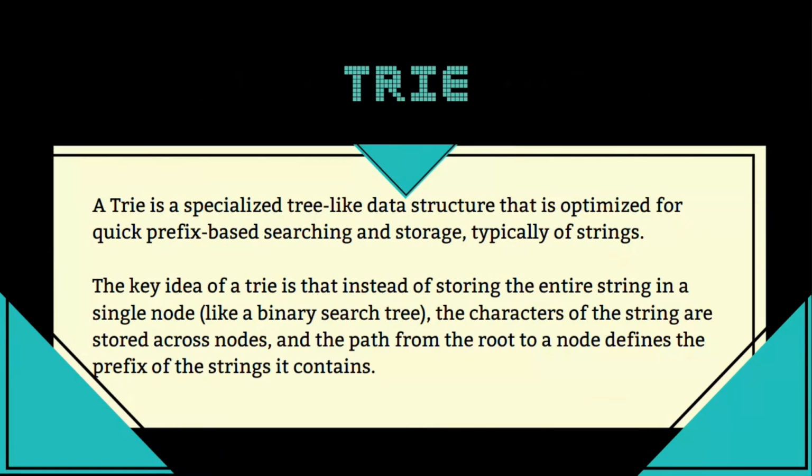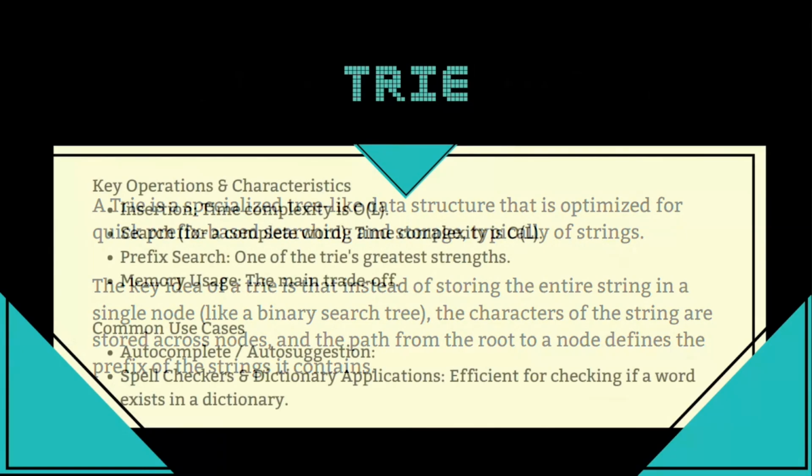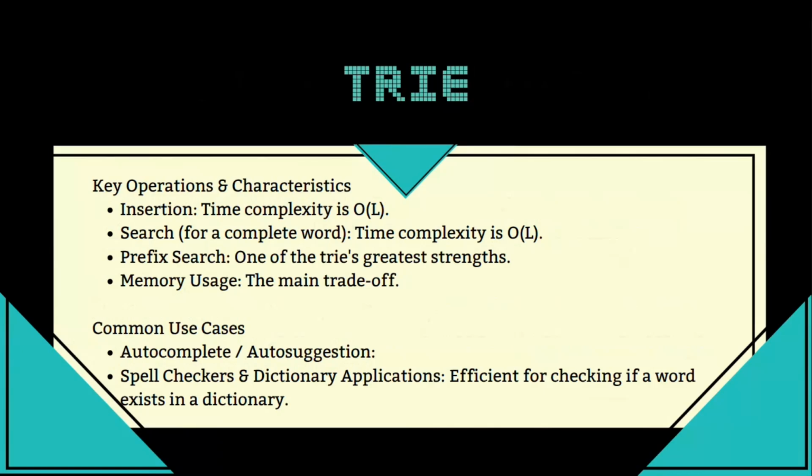Each node contains an array, or other collection of pointers to its child nodes. Each path down the tree represents a potential word or key. Nodes are usually marked with a flag to signify that the path from the root to that node forms a complete word stored in that trie. Key operations and characteristics regarding tries.